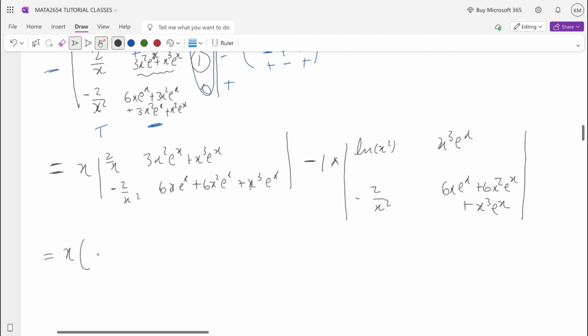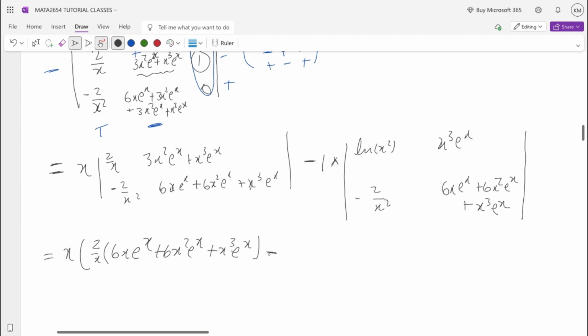Then now I say 2 over x. It should be multiplied with what? With 6x e to the x plus 6x squared e to the x plus x cubed e to the x. Then minus. So now since this is a 2 by 2, we do it the regular way.